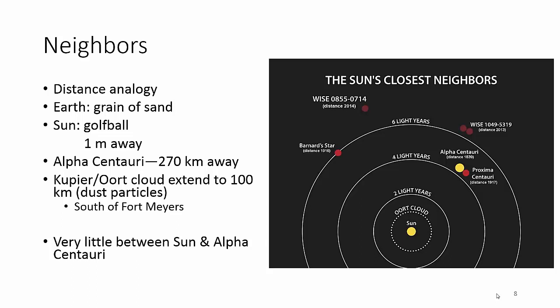Well, where's the Oort cloud? The Oort cloud would be probably Fort Myers. So the sun is 1 meter away, the Oort cloud is Fort Myers, and Alpha Centauri is Jacksonville. And between the sun and Alpha Centauri, I love this, it says there's very little between that. That includes us. We are now considered very little. Isn't that fun?